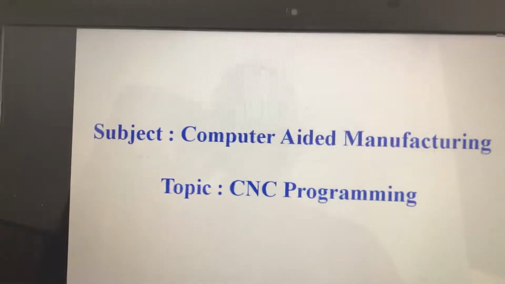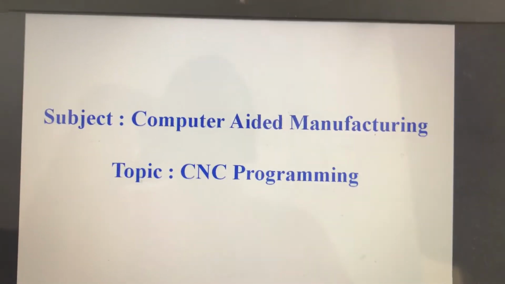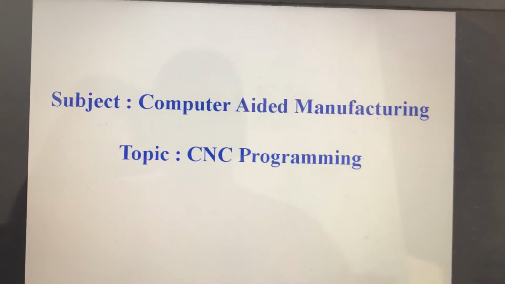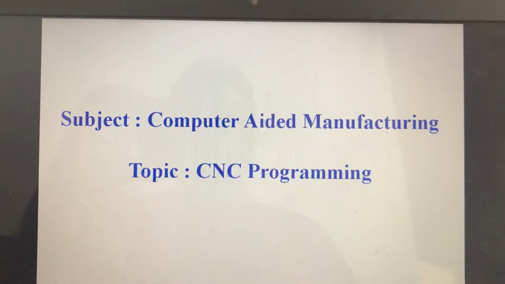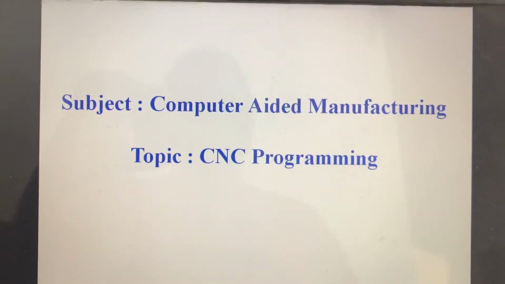Today we are going to discuss absolute programming and incremental programming, and after that, I'll take you to some example problems and how to use the linear interpolation G01.